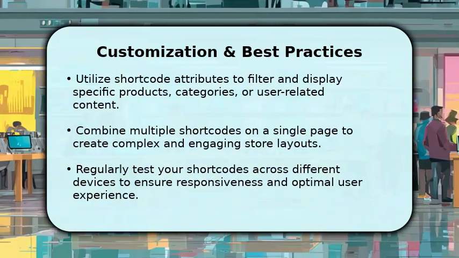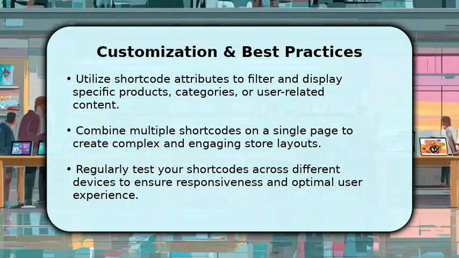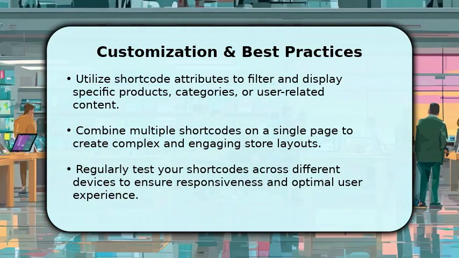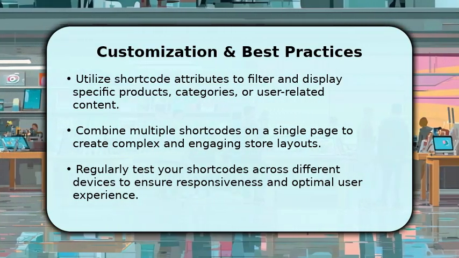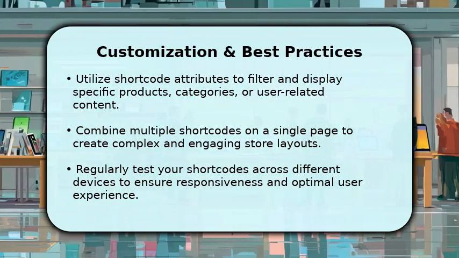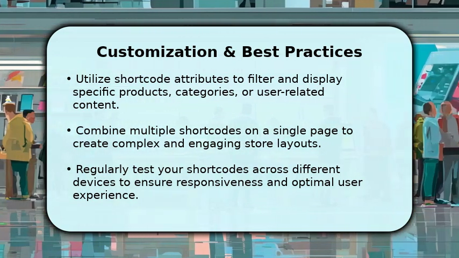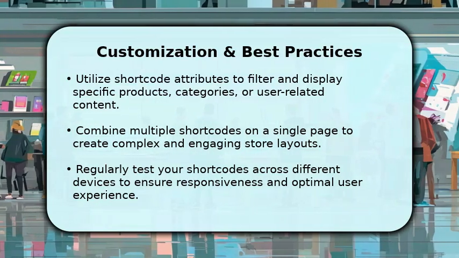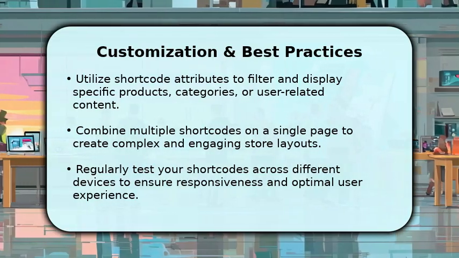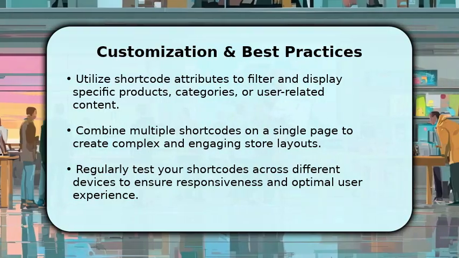To truly master WooCommerce shortcodes in Elementor, leverage their attributes for deep customization. You can filter products by ID, category, or even display only featured items. Consider combining several shortcodes on one page, for example, a product category section followed by a sale products list. This creates a rich, dynamic shopping experience. Always remember to test your designs on various screen sizes, from desktop to mobile, ensuring your beautifully crafted pages are responsive and provide an excellent user experience for everyone.